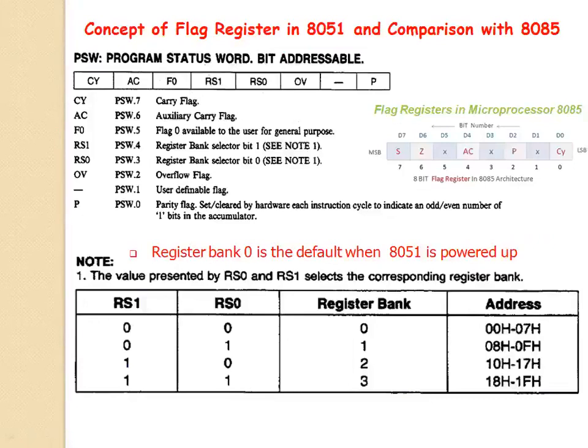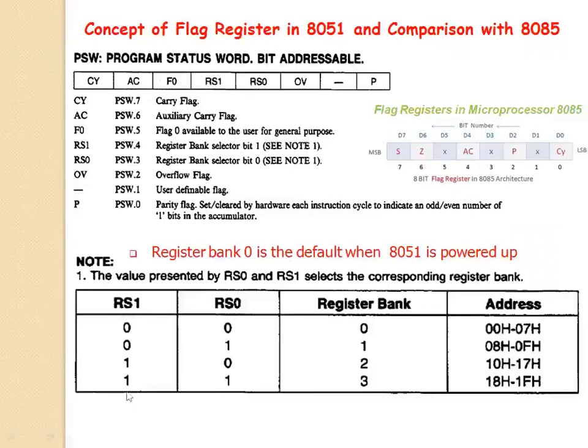So how to select it? As I have already told, the program status word is bit addressable, so you can access the bits RS1 and RS0 separately. I can set the bit, I can reset the bit. With these 2 bits, how many combinations are possible? 4 combinations are possible. It may be 00, 01, 10, or 11.